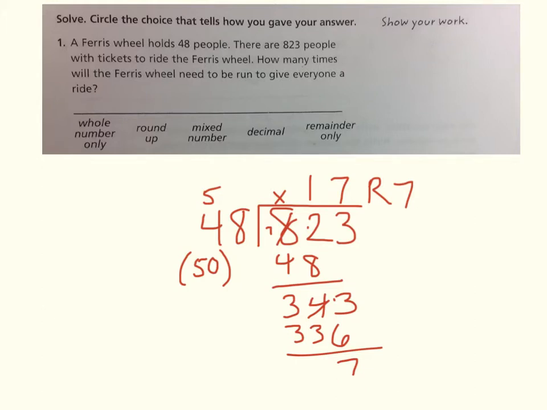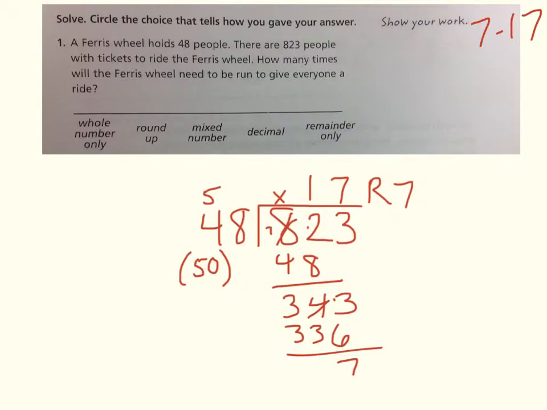Number 1 on 717 says, a Ferris wheel holds 48 people. There are 823 people with tickets to ride the Ferris wheel. How many times will the Ferris wheel need to be run to give everyone a ride? Now you can see I've already done the work here.